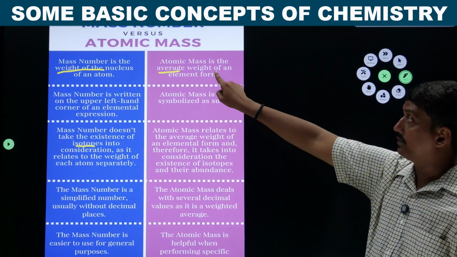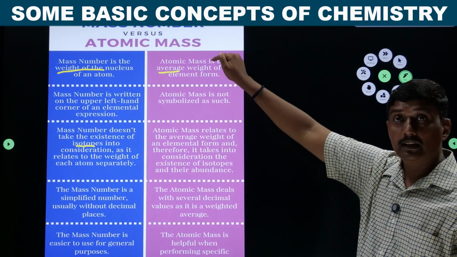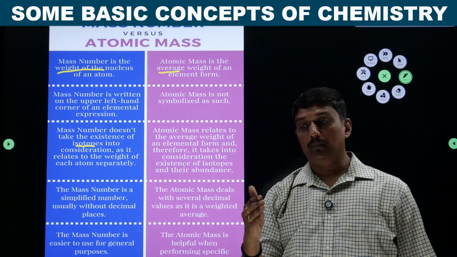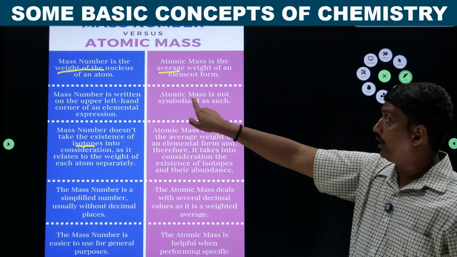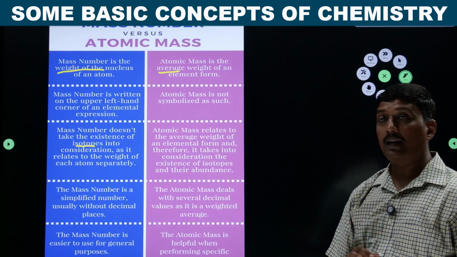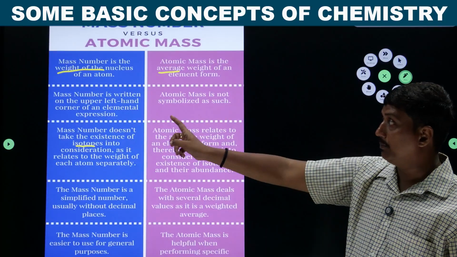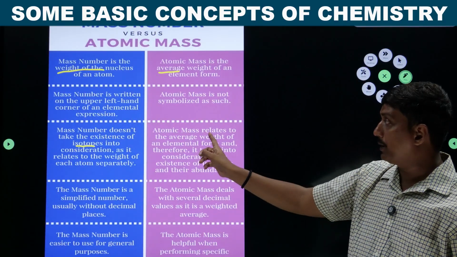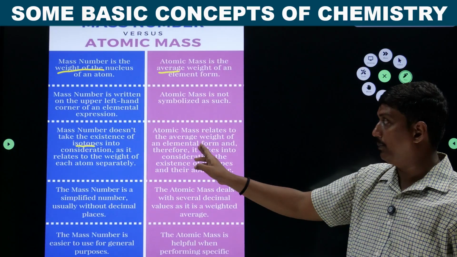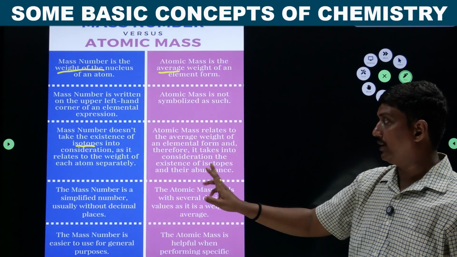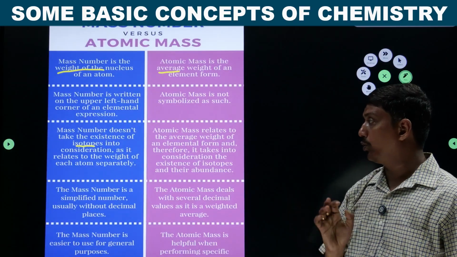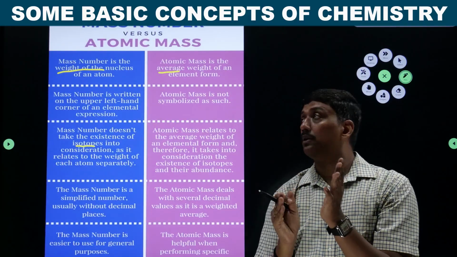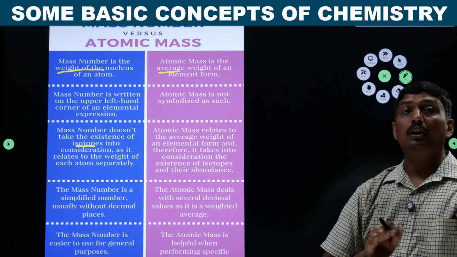For atomic mass, we are considering its isotopic form along with its abundance distribution or percentage of distribution. Atomic mass is not symbolized as such. No symbol. Mass number is written at the upper left-hand corner of an element. Atomic mass relates to the average weight of an element form, and therefore it takes into consideration the isotopes and their abundance. This is the difference between mass number and atomic mass.